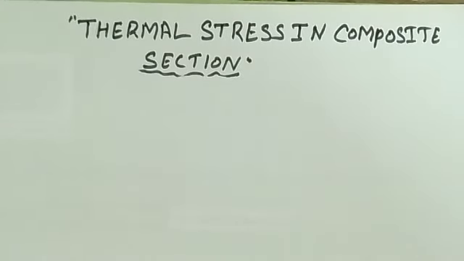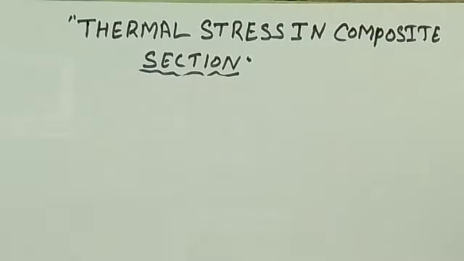In this video, we are going to discuss the thermal stress in composite section. Thermal stress is nothing but the stress induced in a body because of temperature changes. A composite body means a body which is made up of more than one material. Suppose you have a composite section which is made up of two different materials, let's say brass and steel. When this composite section is subjected to thermal stress, what will happen we are going to see.